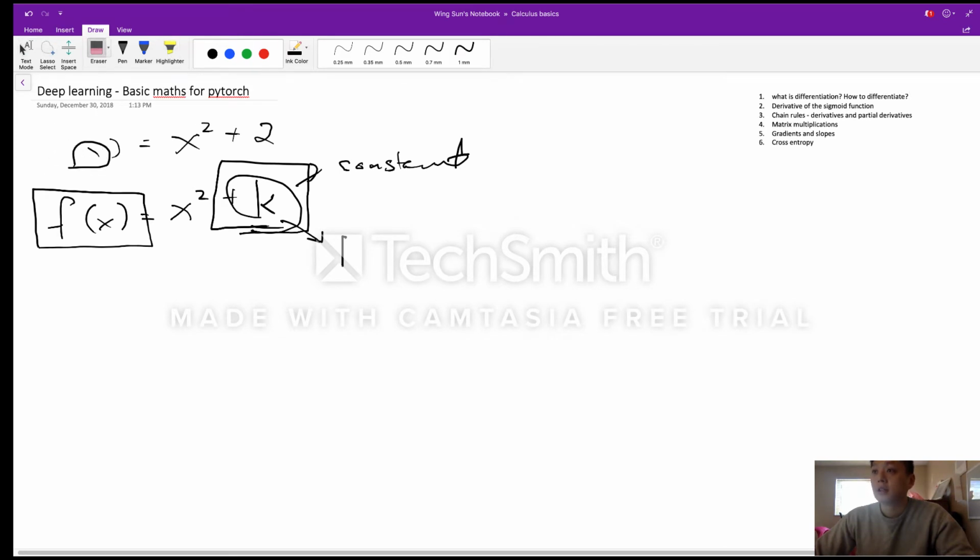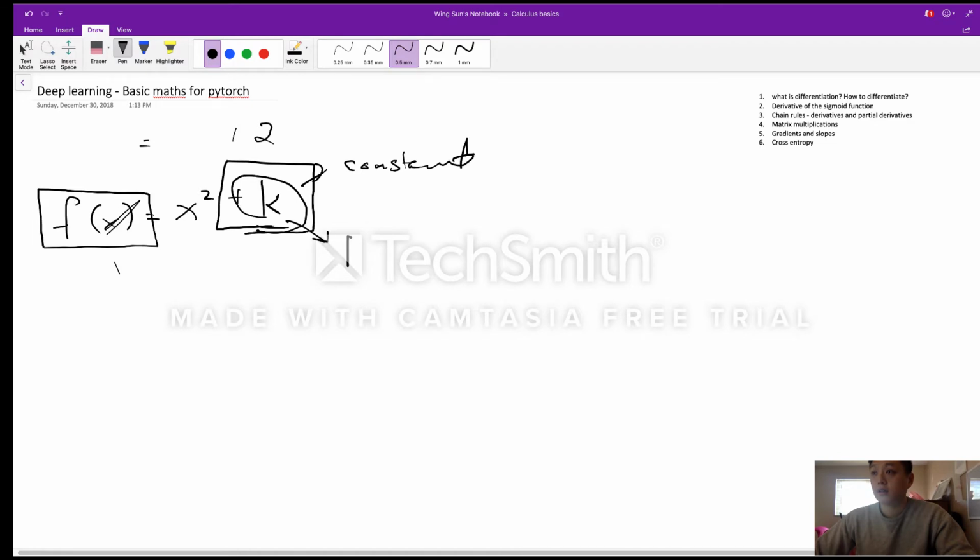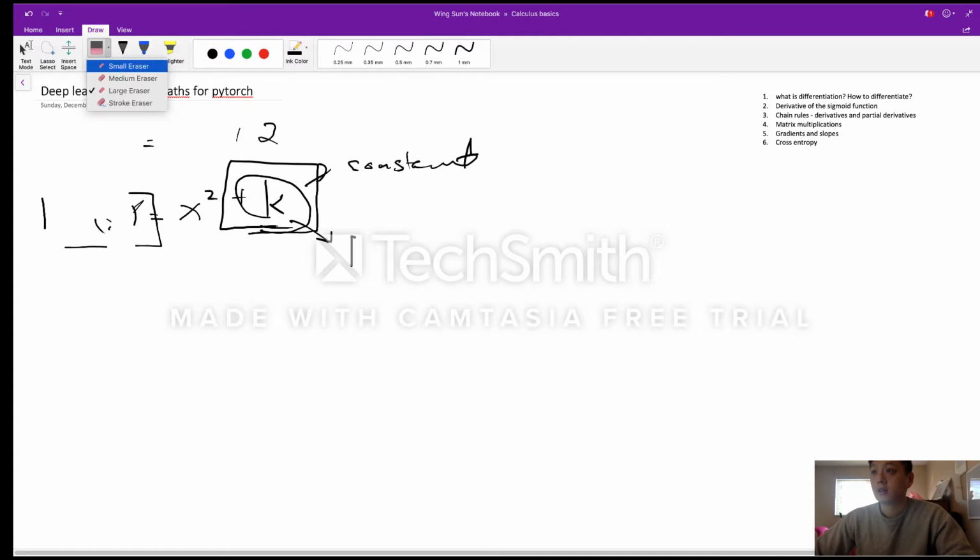Eraser. Come on. Oh, it's not working for some reason. Okay. Right, there we go.